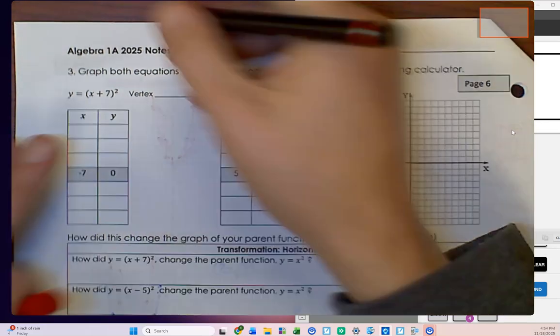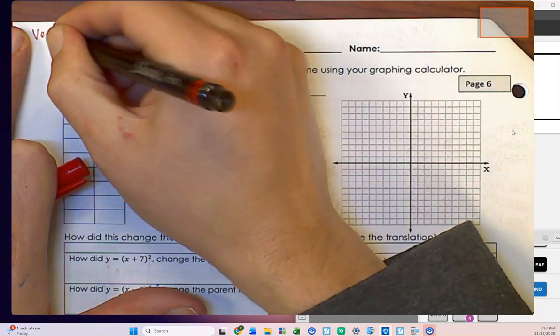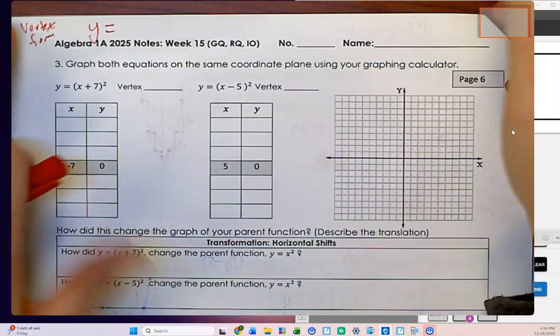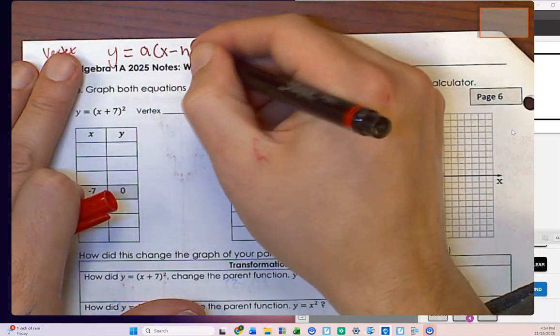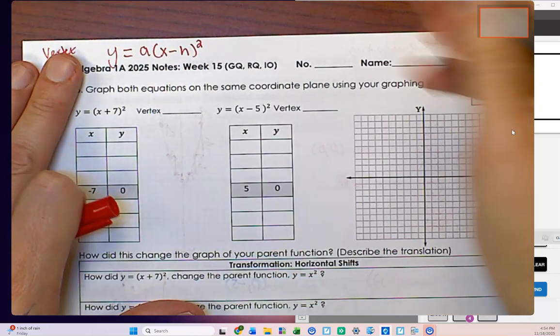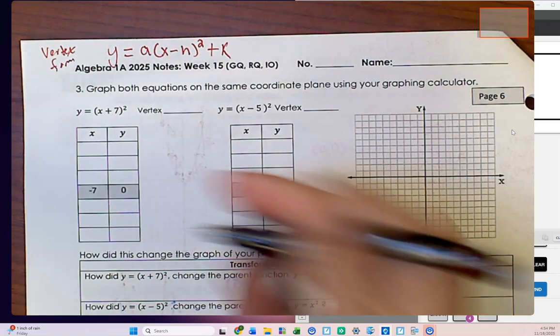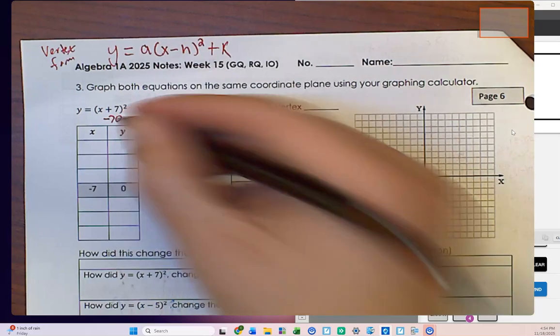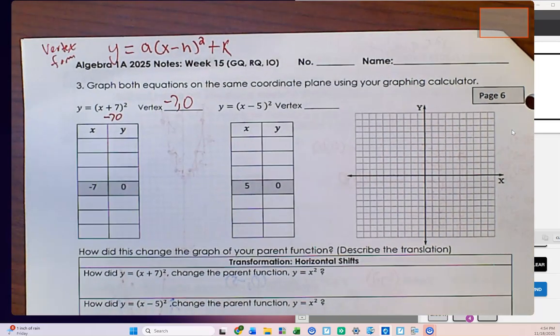Now, vertex form for a quadratic. It doesn't change that much in absolute value. It's just parentheses and it's squared. So you can read it like the vertex would be (-7, 0), and there's nothing out there.